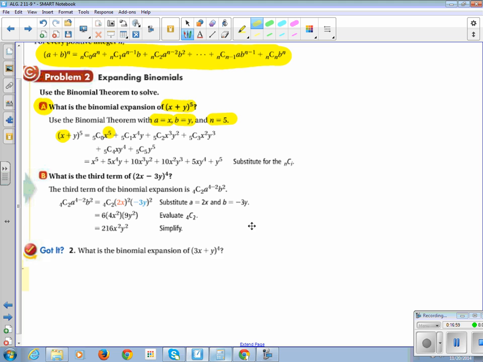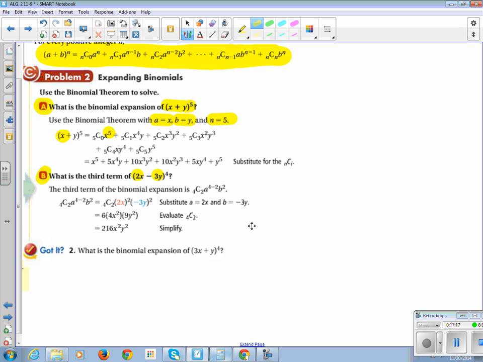We may get problems like in B that have coefficients. And in that case, we have to multiply. We do the same process, but we are multiplying the coefficients, where we apply the power to the coefficient and then we multiply it through.